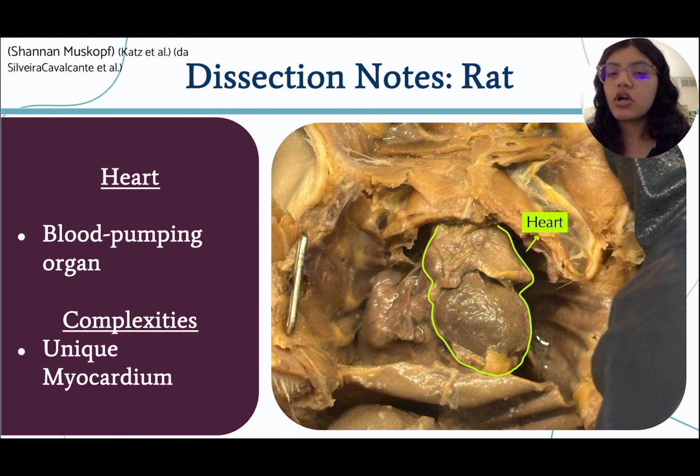So next we have the rat's heart, which is the blood pumping organ, and the heart is made out of cardiac muscle. Cardiac muscle is also involuntary, which means you don't have to think about how the heart is going to beat, it just creates your natural heartbeat. And in the rat, the myocardium is unique because it doesn't have a plateau between the action potential and the contraction phase. And it also has a different length of action potential itself compared to humans.